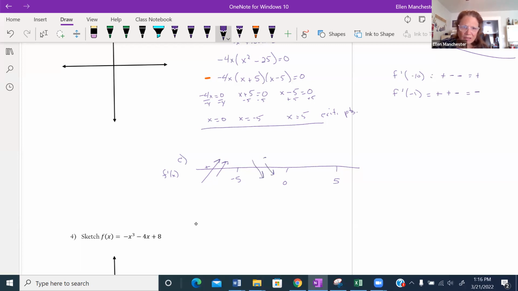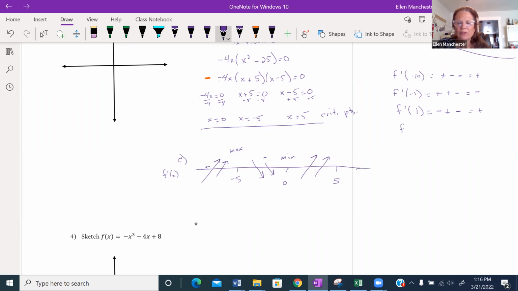Okay, so what you can see here is we're going up and then down. So this -5 is a maximum. Now I'm going to test the next interval. So between 0 and 5, I'll do +1. So -4 times 1 is a negative. 1 plus 5 is a positive. And 1 minus 5 is a negative. So I end up with a positive value. So again, you can see it goes downhill, then uphill. So this 0 is a minimum.